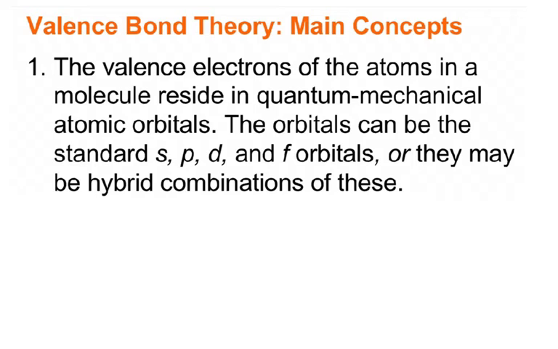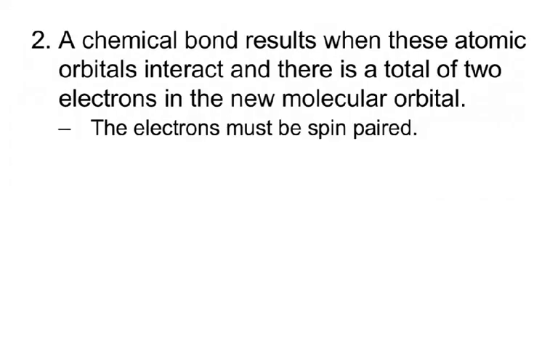The orbitals can be either s, p, d, or f orbitals, or they may be hybrid combinations of these, which is what we will be talking about. So that's the first concept. The second is that a chemical bond will result when these atomic orbitals interact, and that there's going to be a total of 2 electrons in the new molecular orbital. The electrons must be spin paired.